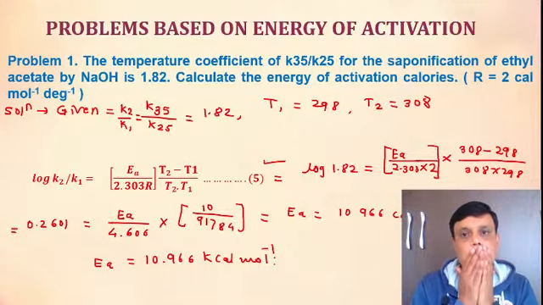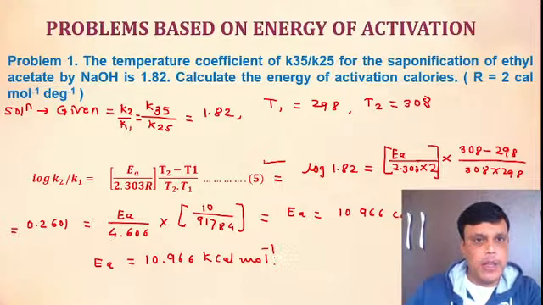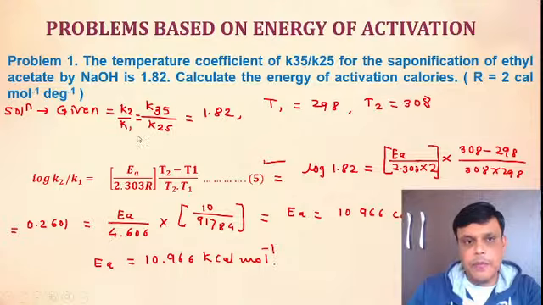So what you have to do is first write down the given. Here K2 by K1 is given, where K2 is the K35 and K1 is the K25, which is equal to 1.82. So this temperature coefficient is given. Then the value of temperature in Kelvin is given: T1 is 298 and T2 is 308.